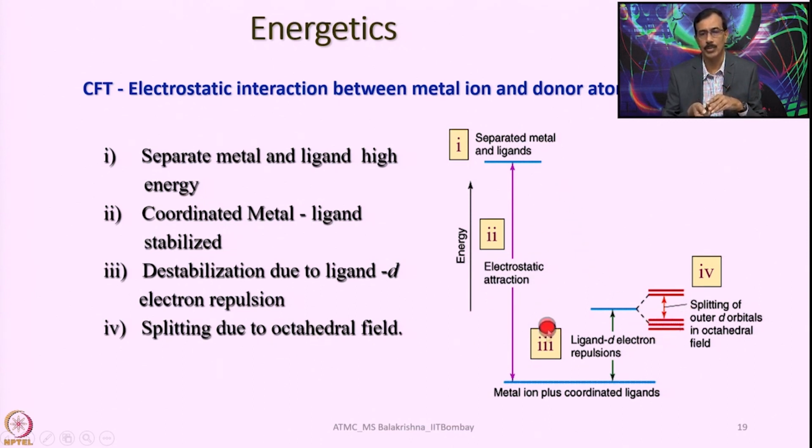So, one should be able to write in this order: separated metal and ligands, and this is electrostatic attraction, and metal ion plus coordinated ligands will be lower in energy, and ligand d electron repulsion would increase it, and then depending upon the direction of approach of the ligands and the orbitals in which electrons are there, the splitting takes place in this fashion. And this is a typical splitting pattern I have shown for an octahedral complex, where T2g is triply degenerate and Eg is doubly degenerate. Eg is nothing but dz square and dx minus y square, and T2g is nothing but dxz, dyz and dxy orbitals.